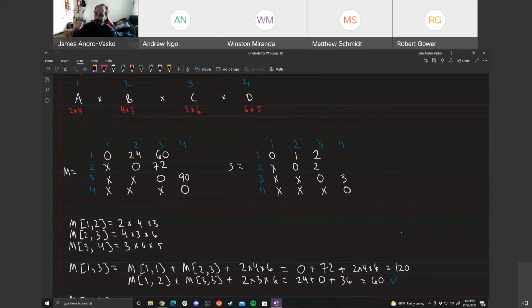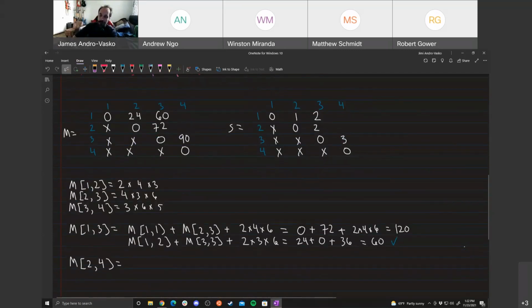So once again, we have two options. I can put a cutoff point here and multiply these two matrices together. Take C times D and multiply the result to B. So the way it's going to look is we're going to say M2,2 plus M3,4, and then plus we'll have some result.